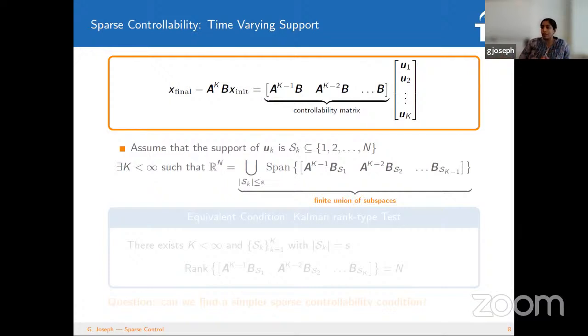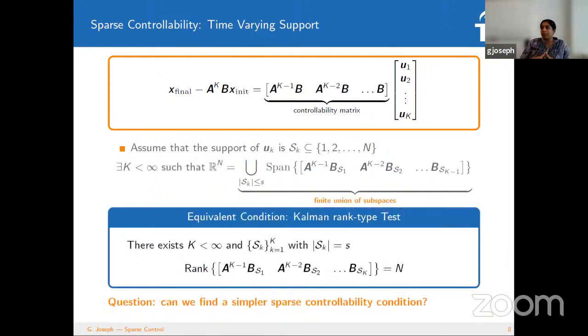And a simple result from linear algebra tells us that if a finite union of subspaces is another subspace, then one of the subspaces in the union should contain everybody else. In other words, we can have a much simpler condition. And what it says is that there exists a K, which is finite, and there exists a sequence of supports S1, S2, all the way up to S_K, such that each support set has at most small s entries, and the rank of the resulting controllability matrix should be N.